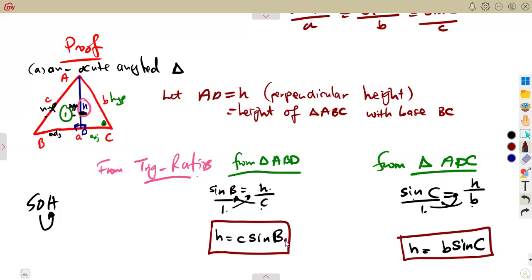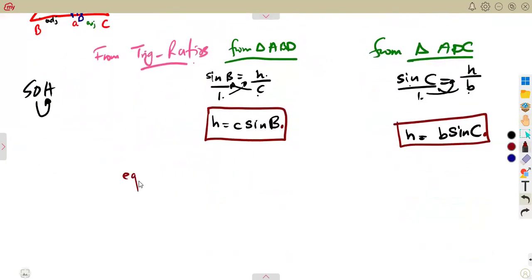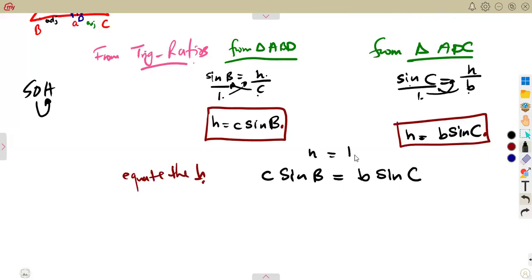h is equal to C sine B. h is equal to B sine of C. These two are the same. It is the same h that we are talking about, so we can equate these two. Since they are equal, I'm just going to equate the first h to the second one. That is C sine of B is equal to B sine of C. We are referring to h being equal to h.